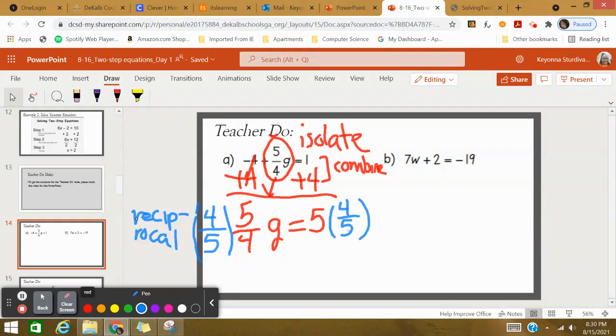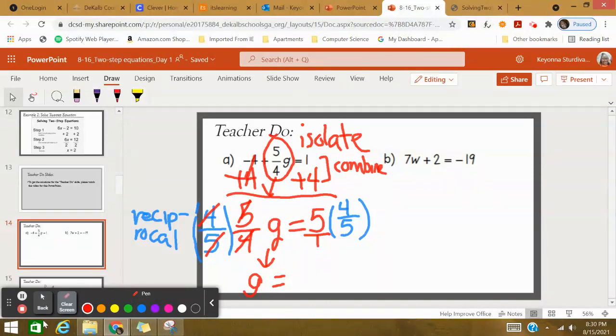Now, remember that fractions cancel top to bottom. So 4 and 4 cancel, 5 and 5 cancel, which leaves me with just G on the left-hand side. Now from here, I'm multiplying straight across. So you've got one or two options. You can either multiply straight across, or you can go ahead and use Desmos.